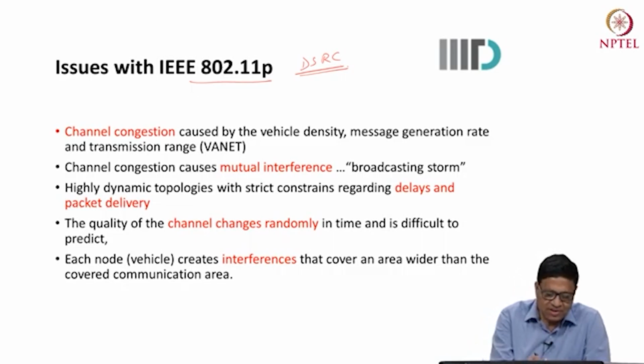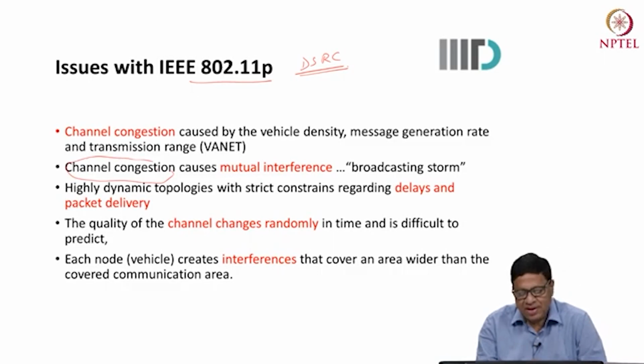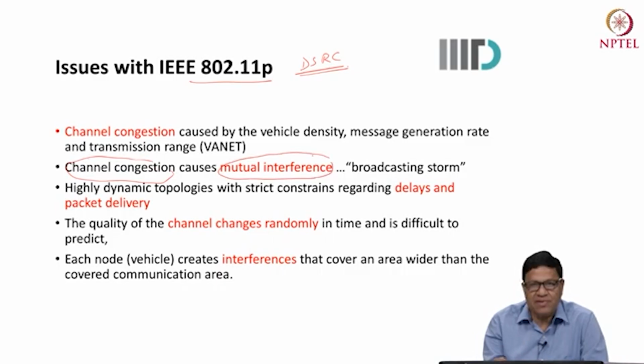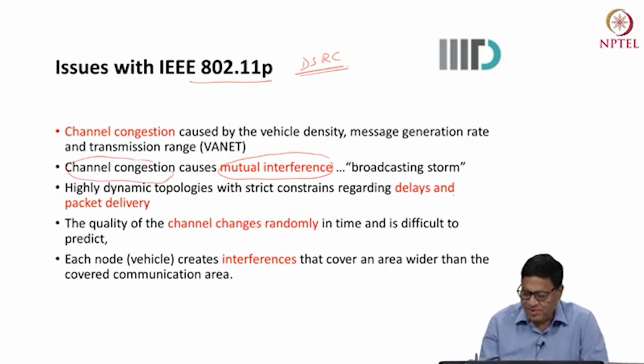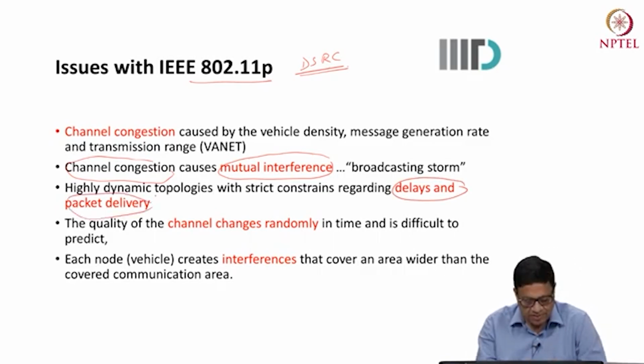This channel congestion, whenever you have more vehicles, will cause a broadcasting storm. Every vehicle will start broadcasting, and this will result in mutual interference. And also, because if there are more vehicles, the topology is dynamic, it is changing with time. So the delivery of the packets may not be successful. It will come back, which will result in delays and improper packet delivery.